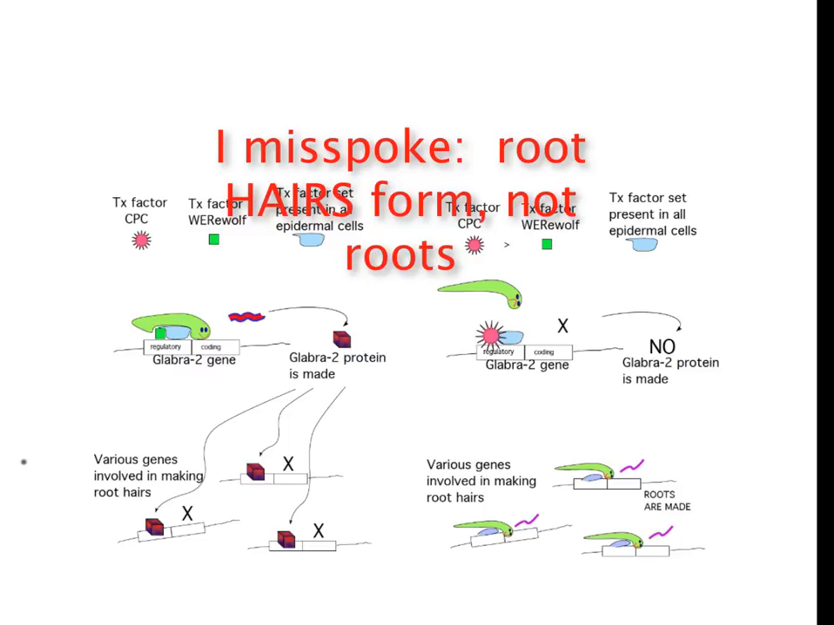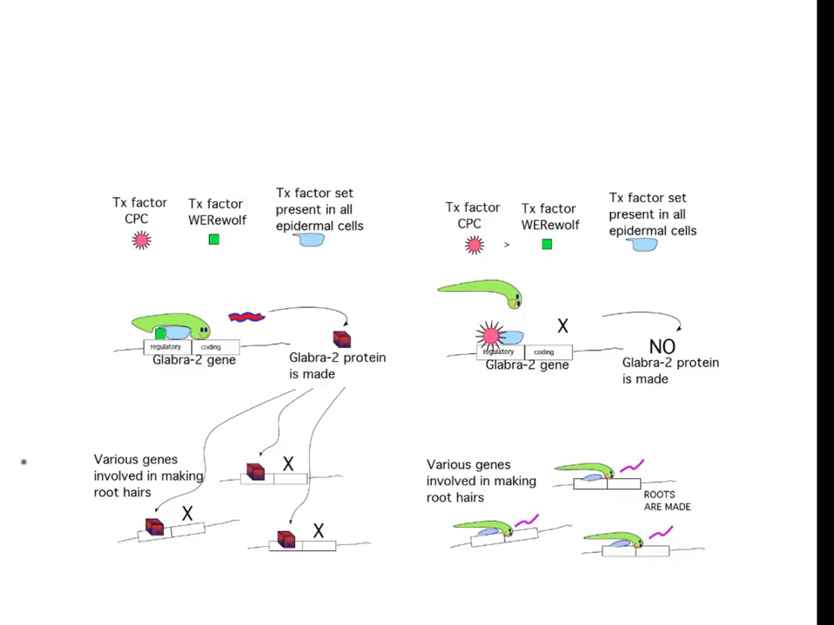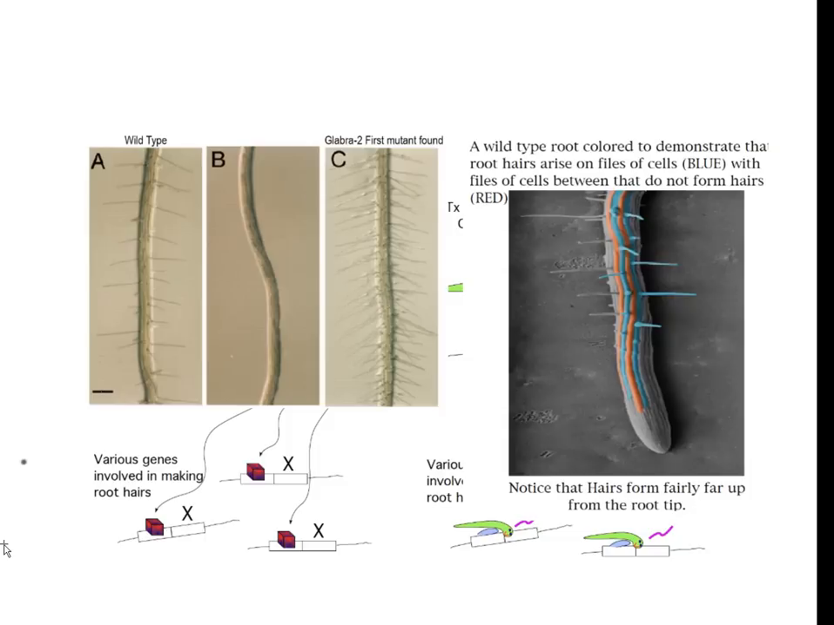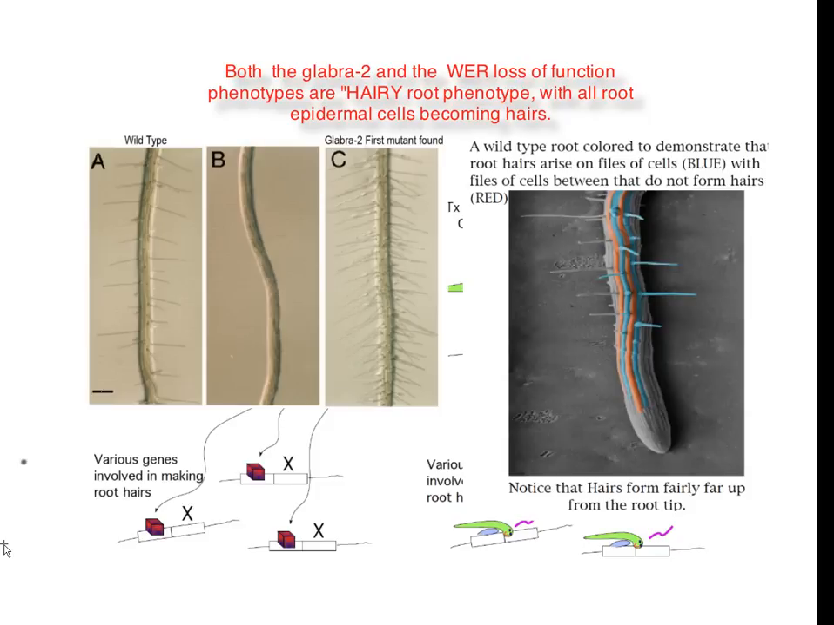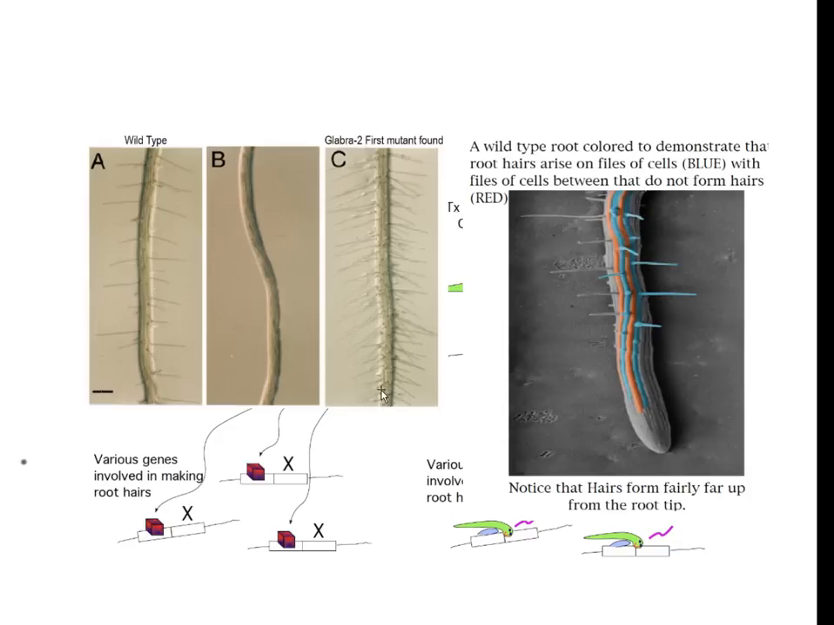How do we know about CPC and werewolf? Well, scientists discovered more loss of function mutants later on. Now, werewolf looks just like glabra in terms of its root hair phenotype. So when it's missing, it looks as though glabra's missing. So when it's missing, glabra isn't expressed, and you get a hair on every cell.